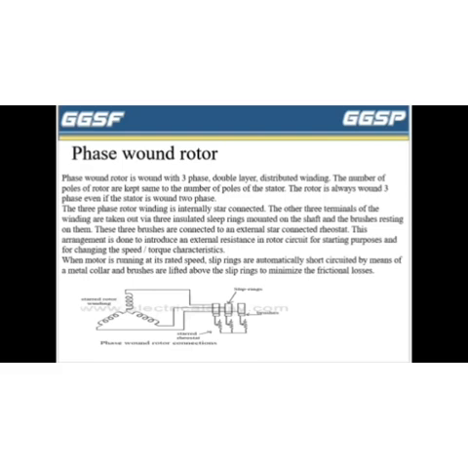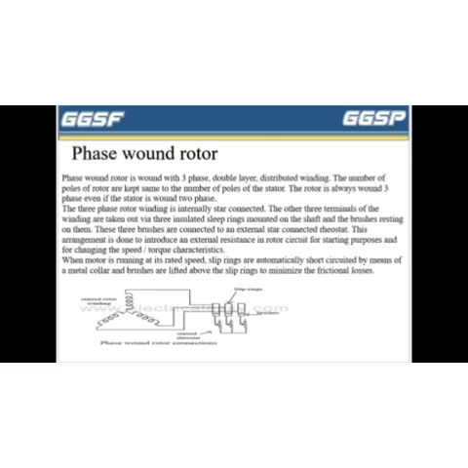Phase wound rotor. The phase wound rotor is wound with a three-phase double-layer distributed winding. The number of poles of the rotor is kept the same as the number of poles of the stator. The rotor is always wound three-phase even if the stator is wound two-phase. The three-phase rotor winding is internally star connected. The other three terminals of the winding are taken out via three insulated slip rings mounted on the shaft and the brushes resting on them.